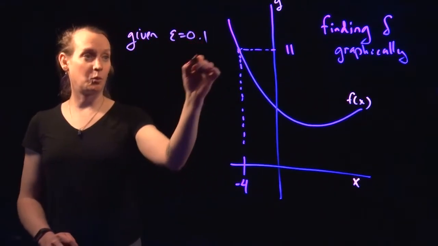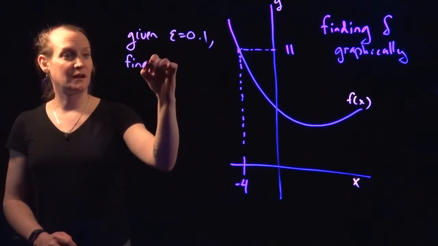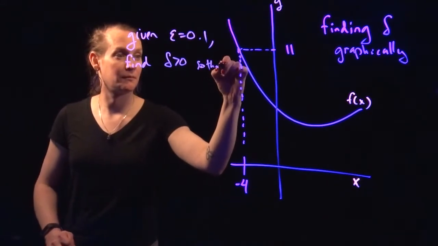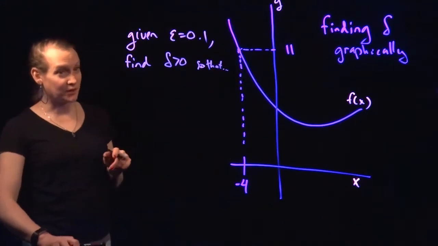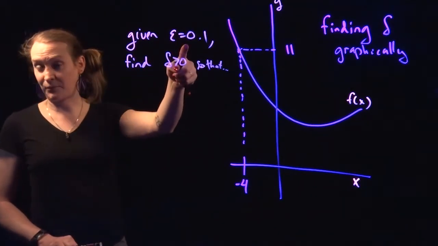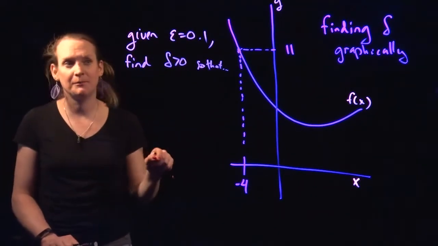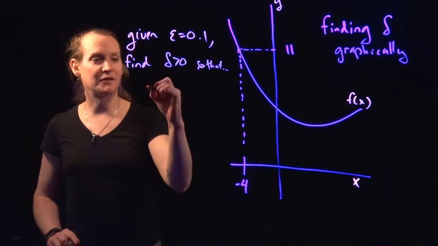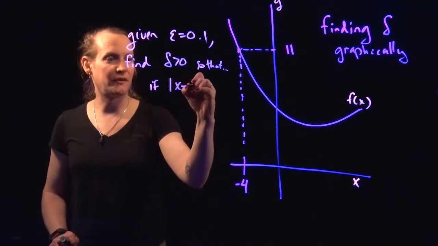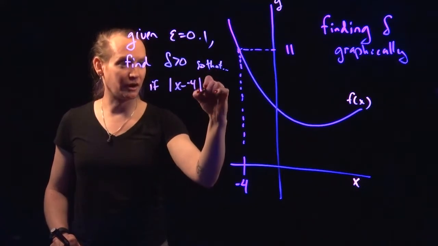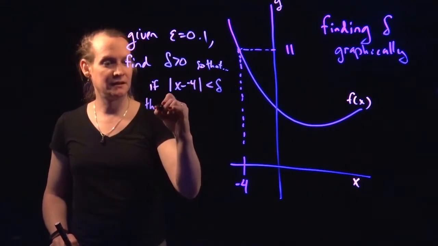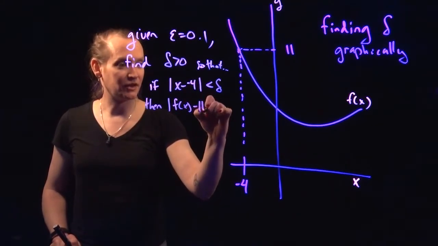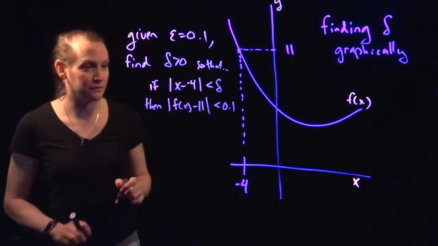epsilon equals 0.1, find a delta greater than 0 so that, okay, and now the definition of the limit is inside of here. So here's an arbitrary epsilon. Your mission is to find a delta. You should be able to find delta no matter the epsilon we gave you. So given an epsilon, find a delta so that if the absolute value of x minus 4 is less than delta, then the distance between f of x and 11 is less than 0.1.